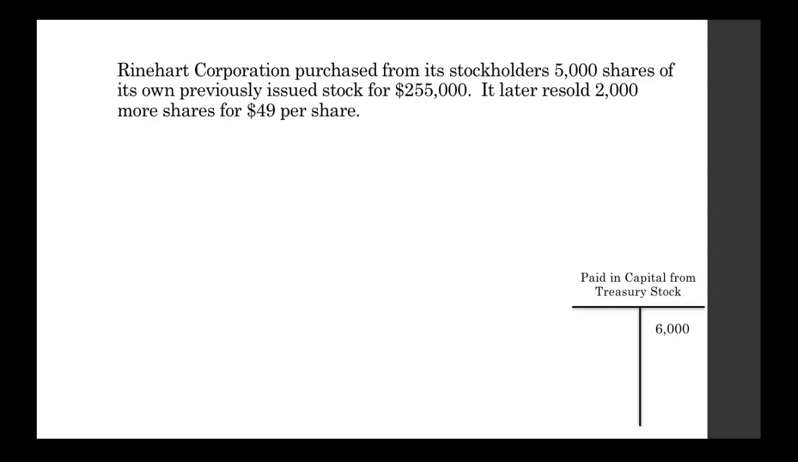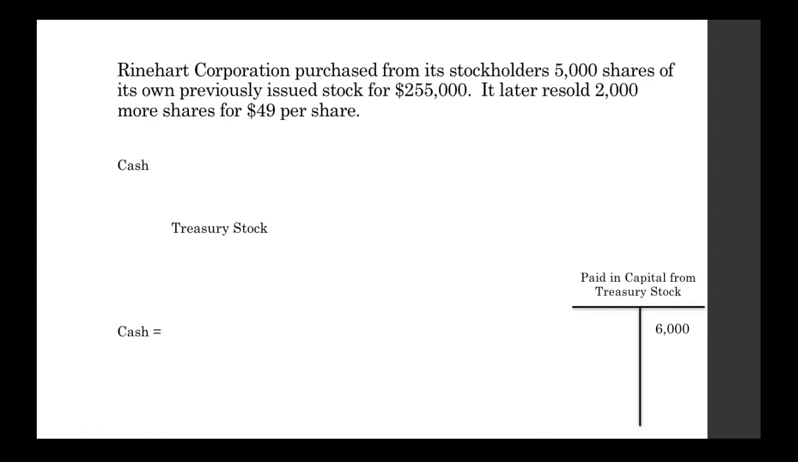So now the problem tells us once again about what we purchased all these shares for, and then says it later resold 2,000 more shares for $49 per share. So we are selling them for less than what we initially bought them back for. So let's talk about the accounts here in this entry. We're still getting cash. We're still getting $49 per share. So we need our cash to be a debit in this entry to show that it's increasing. We're also still selling treasury stock. So we need to credit our treasury stock to make that account balance decrease.